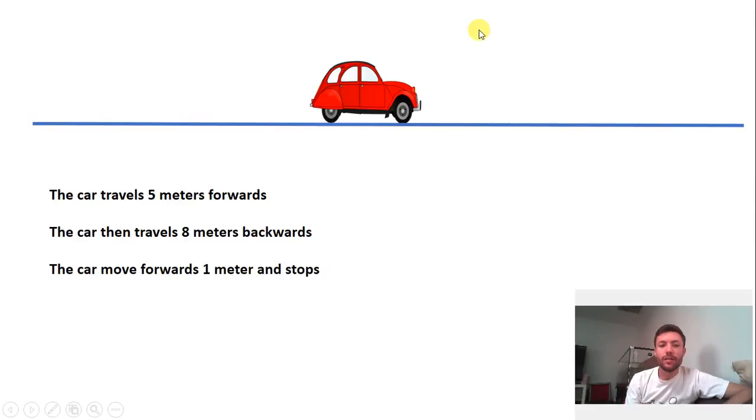So here we have a car, and it says the car travels 5 meters forwards, the car then travels 8 meters backwards, the car moves forwards 1 meter and stops. So we're going to convert this into numbers, but before we do that, we're going to create a number line. So I'm going to break this up into little segments.